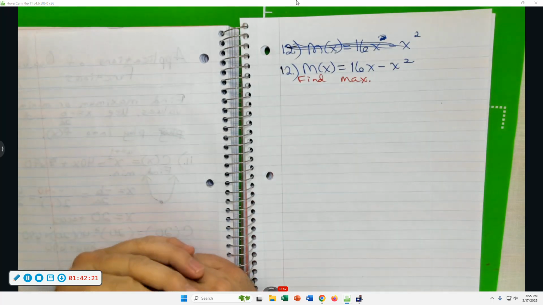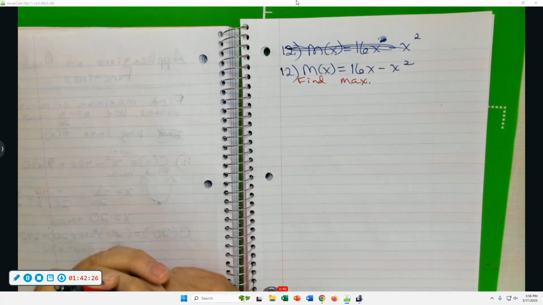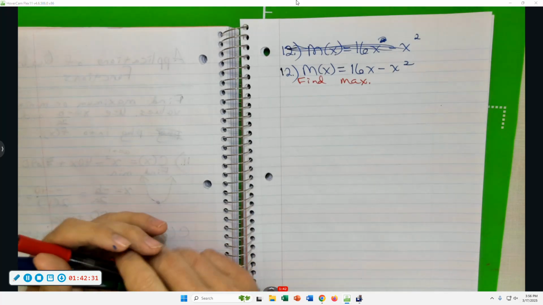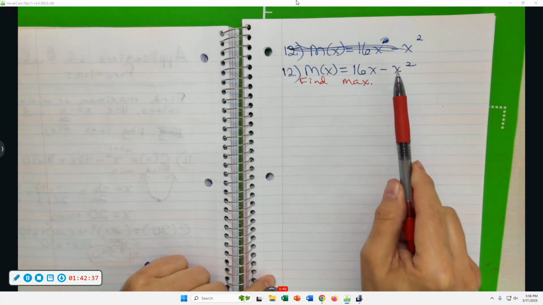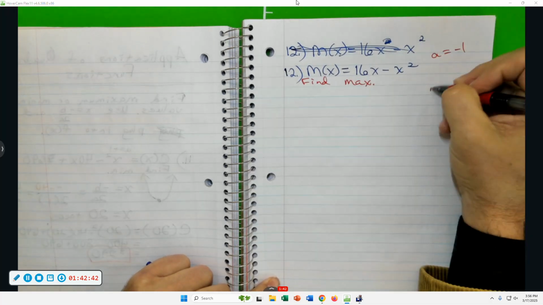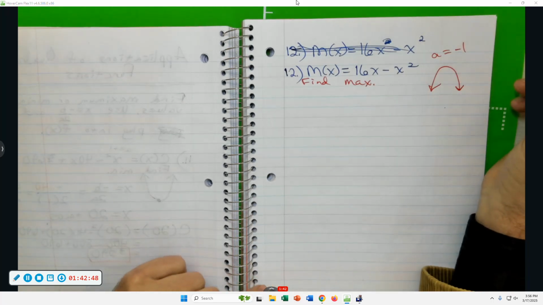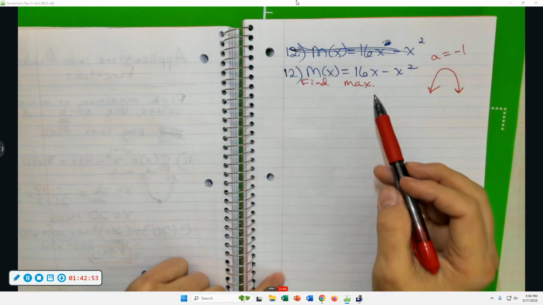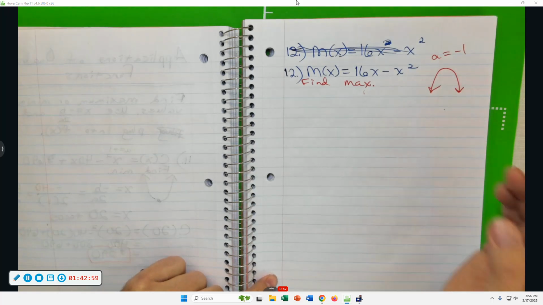They don't ask us to draw this graph, but if they did, do we expect it to be opening upward or downward? What is my A value? Be careful. A is -1. A is not 16. A is the number in front of x squared. A is -1. That means the parabola is going to open downward. If it opens downward, do we expect the function to have a maximum or a minimum? A maximum. You see, they want us to find the max. It better be opening down if they're looking for a max, or else a maximum doesn't exist.